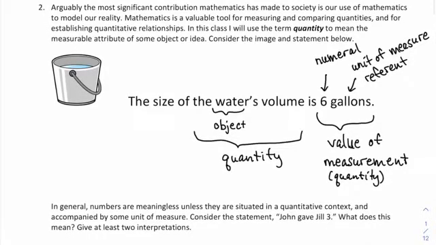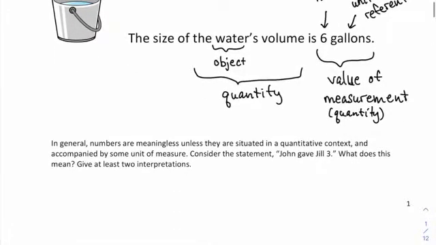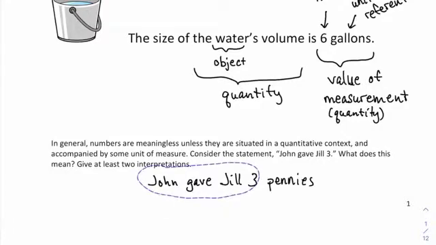In general, numbers are meaningless. I'm now reading down here. Numbers are meaningless unless they are situated in a quantitative context and accompanied by some unit of measure. Consider the statement, John gave Jill 3. If I stop that statement right there, what does this mean? And give at least 2 interpretations. Well, let's give 3. Or I could say something like, John gave Jill 3 pennies. Right, here's one possible interpretation.